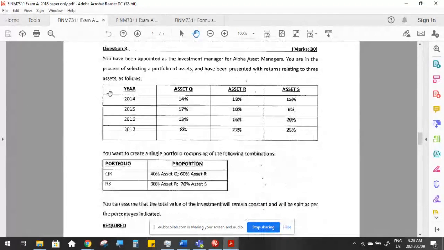Okay, so we're back again. So let's carry on with question 3 of our question paper. Let me just go back here so that you can see my screen. There we go. Okay. So we go on to question 3.